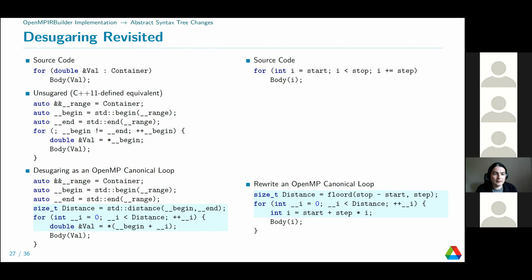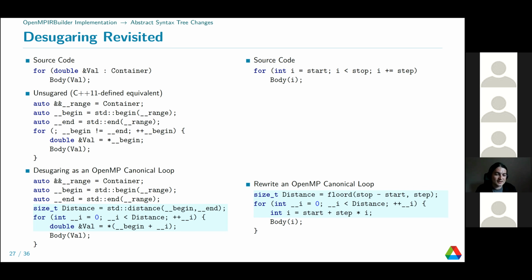This takes inspiration again from the desugaring of the C++ for loop, but instead of making it desugar for iterating over C++ iterators, we desugar it by first computing the distance and then using that to iterate over a normalized loop. Normalized here means it starts with 0 and has a step size of 1.